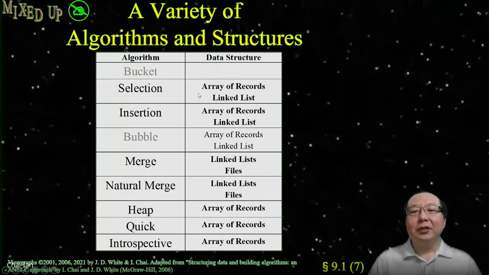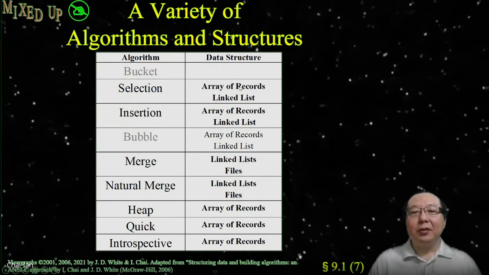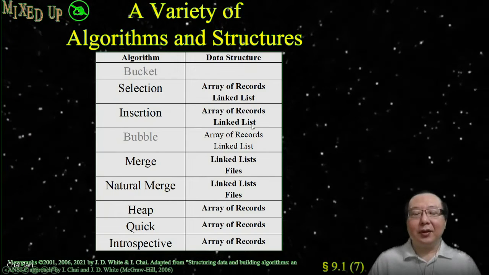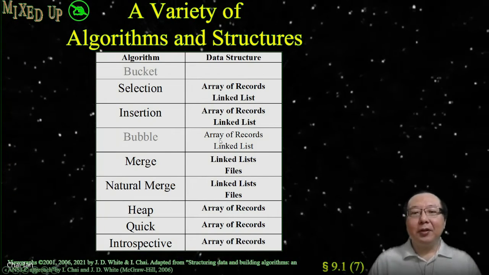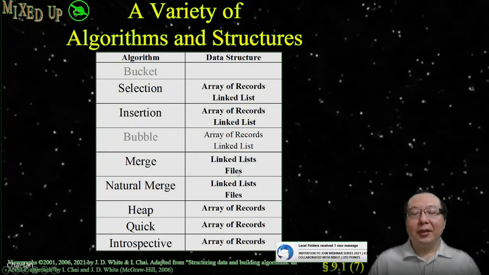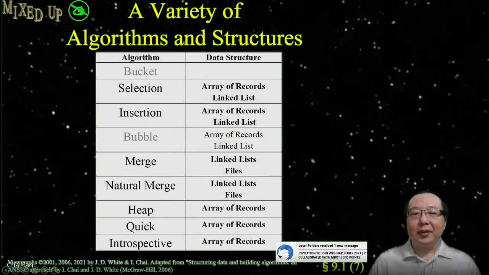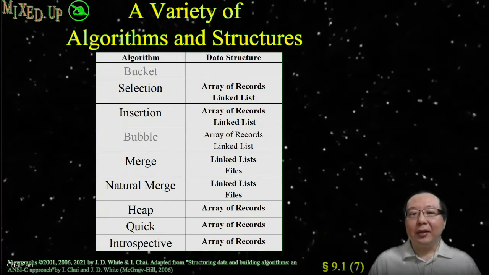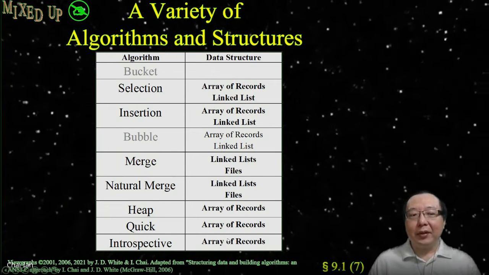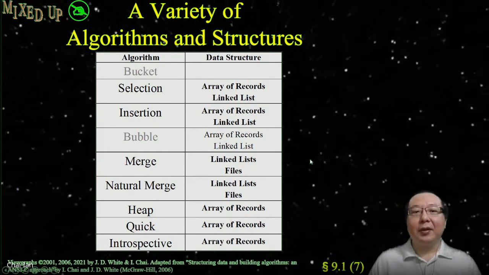Then there's selection sort, which usually uses array of records or linked list. Insertion sort, which usually uses array of records or linked list. Bubble sort uses array of records or linked list. Merge sort uses linked list and files. Natural merge uses linked list and files. And heap sort uses array of records, and quick sort array of records, and introspective sort array of records.